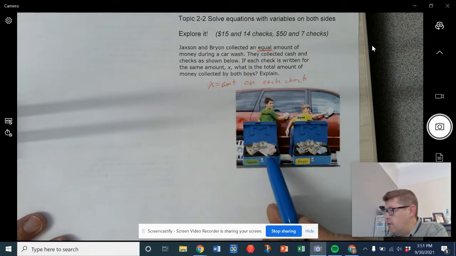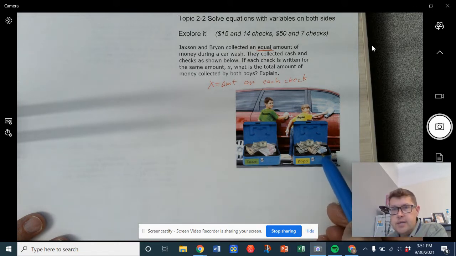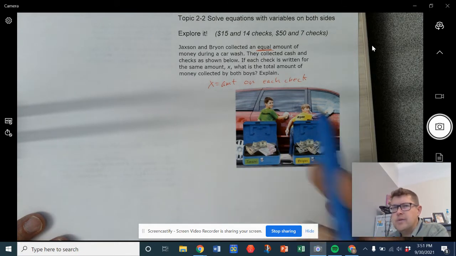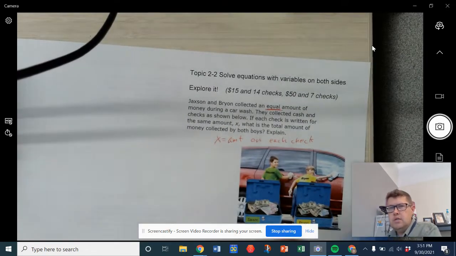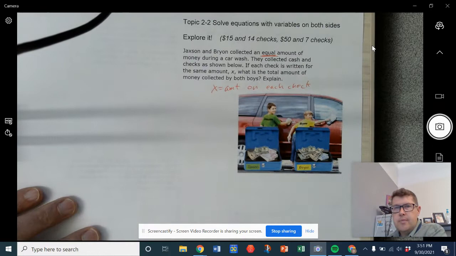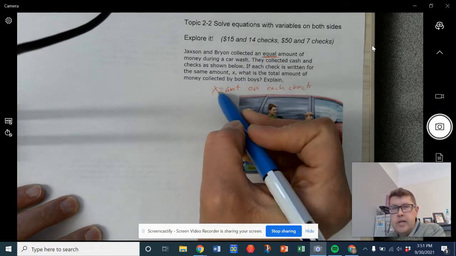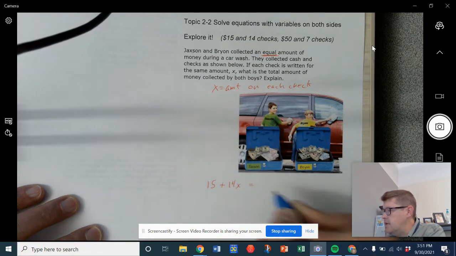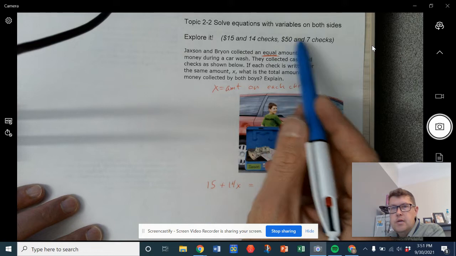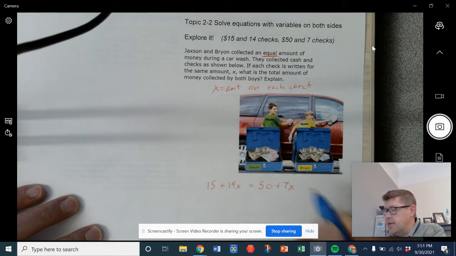There are 14 checks here and $15, and then $50 and 7 checks. That's too small for your account, so I just wrote it up there. Now we set up our equation. We've got $15, and we have 14 checks times the amount on each check, so 15 plus 14x is equal to $50 plus 7x. That's our equation right there.